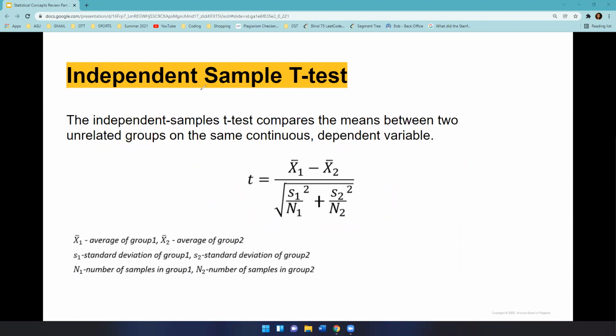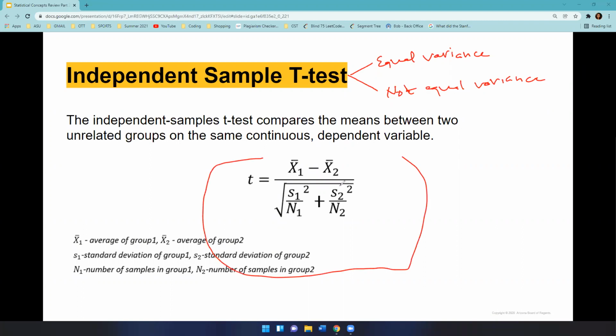For independent sample t-test, we have two different types, one with equal variance and the other with non-equal variance. Let's not go into that detail, but this is a general formula which we use, and I think I have an example for this also.